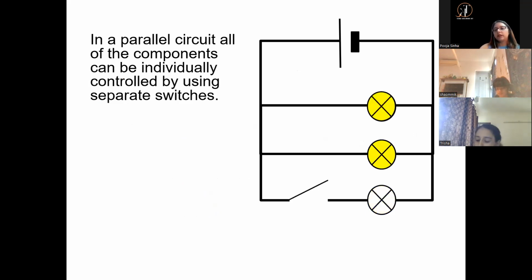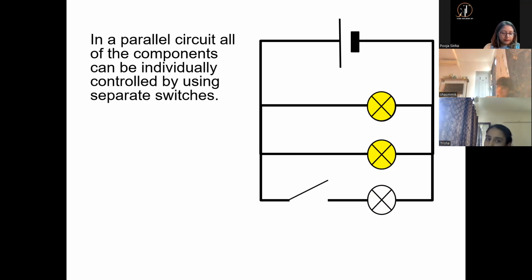Second advantage. Now can you see? There are 3 switches, right? I can put one switch in each and every leg. So if I switch this on, only this one will be on. If I switch this on, only this one will be on. If I switch the third one on, only this one will be on. अगर मैंने इसको off कर दिया तो क्या हुआ? That will become off, but it will not affect the rest of the two. So this becomes an advantage of a parallel circuit. What is the advantage? That you can have individual control in each and every parallel line.